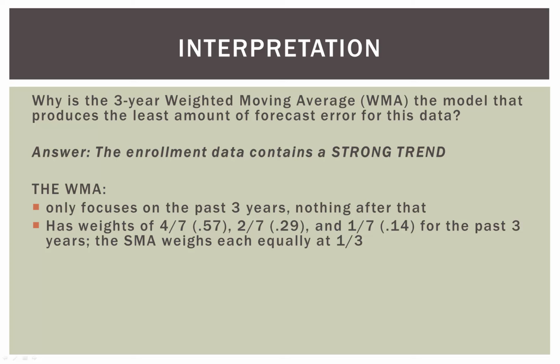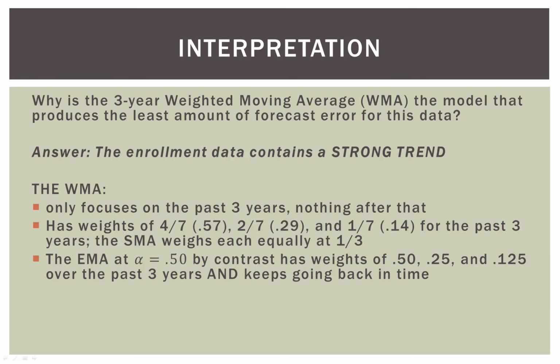Now, remember, the simple moving average weighs the previous 3 years equally. So they're each 1/3. So it's not going to pick up a trend nearly as easily as the weighted moving average will, because of the extreme amount of weight given to previous years in the weighted. Now, the EMA is also a weighted moving average, but it's just not as strong as the regular weighted moving average. So by contrast, the weights of the previous 3 years using the EMA are 0.5, 0.25, and 0.125. We're essentially halving it each time. And that's just over the previous 3 years.